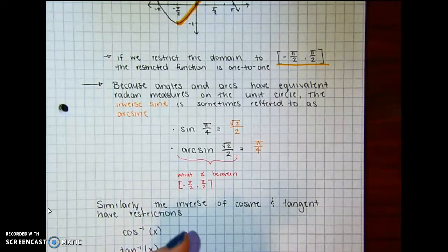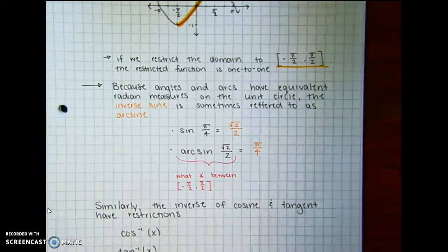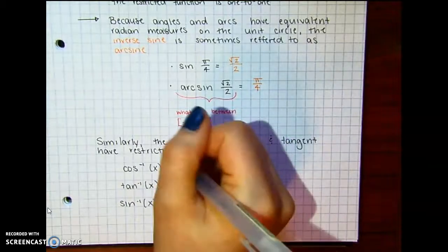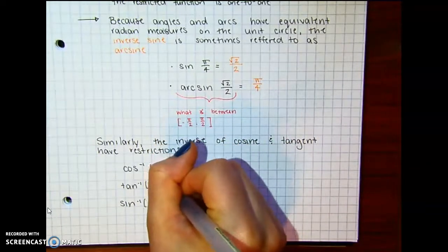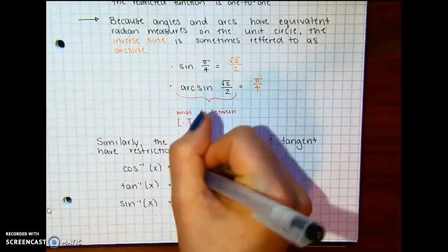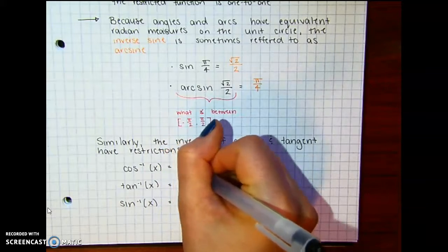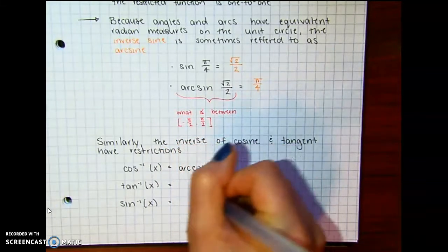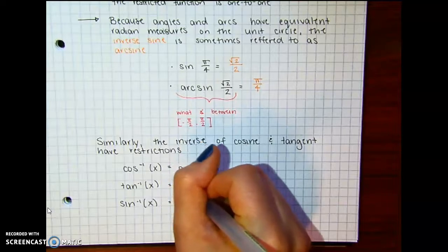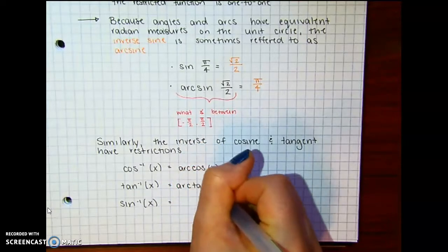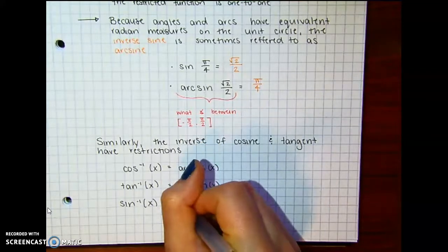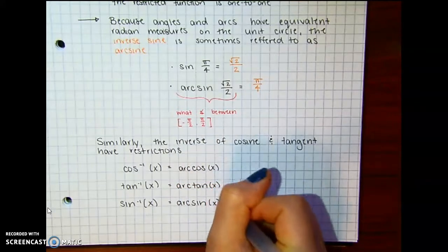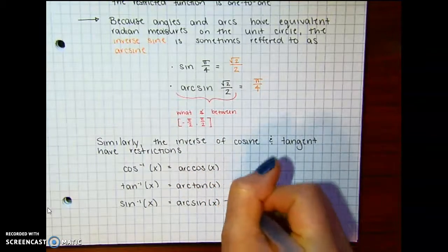So here are the three rules. This is how you're used to seeing them: inverse cosine, inverse tangent, inverse sine. Make sure you are familiar that they can also be written as arc cosine, arc tangent, and arc sine, like we did above. So they could be written any of these ways.